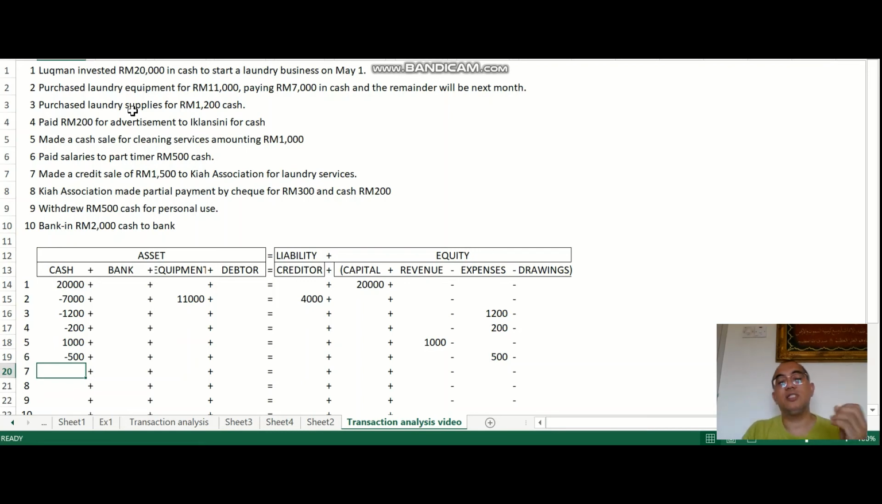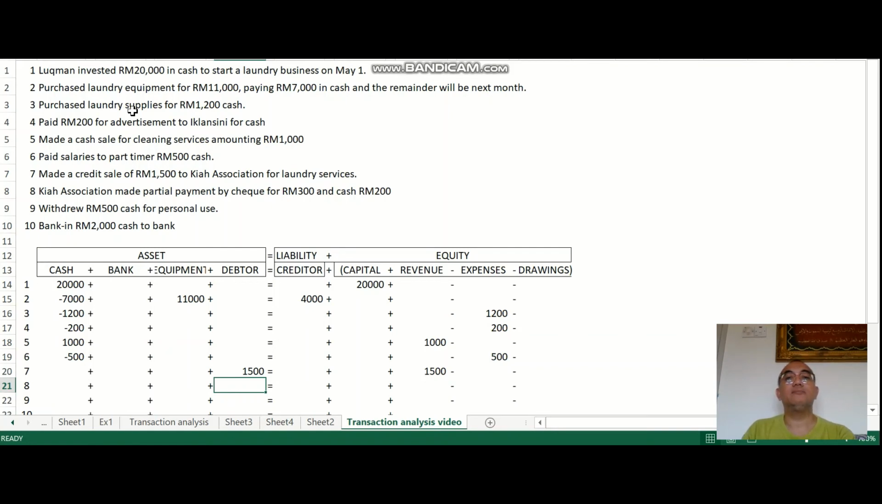Of course, this is your sales. It's just a credit sale, but you have done your sales. So this is your revenue. How much is your revenue? 1,500. And do you get your cash? No. Did Mr. Kia Association pay you by check? No as well, but they owe you. So now you have accounts receivable or debtors 1,500.